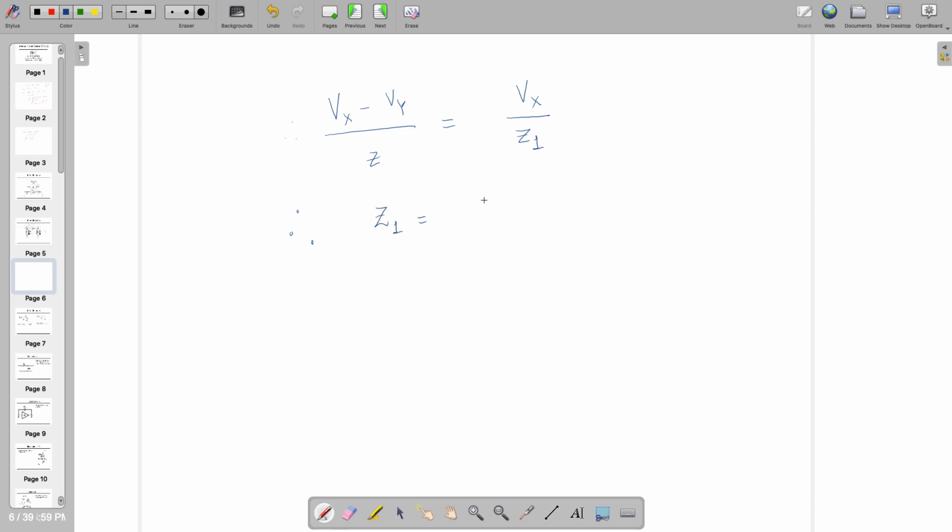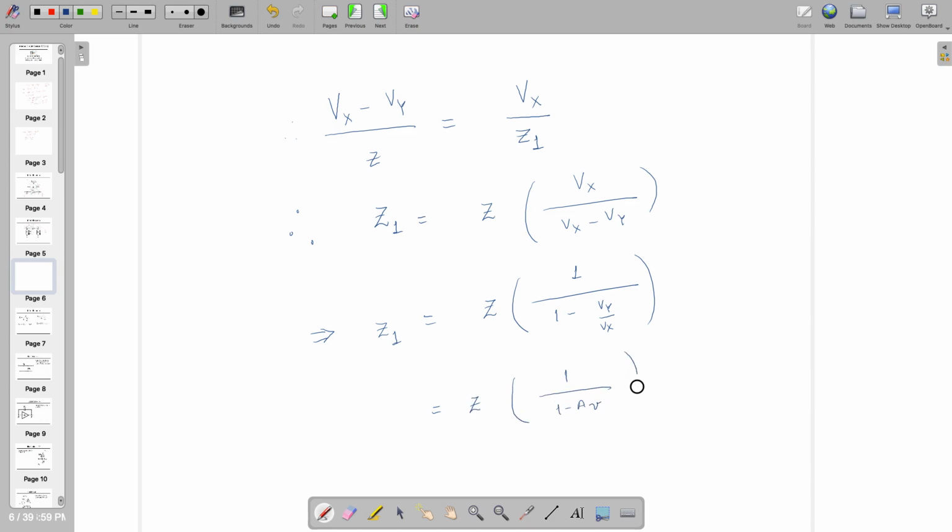And therefore, you can write down, I'm interested to find out Z1. So Z1 is equal to nothing but Z times Vx divided by Vx minus Vy. Or you can write down Z1 is nothing but Z times 1 by 1 minus Vy by Vx. Notably, Vy by Vx is nothing but a gain, which is AV. Let's call the voltage gain AV, so 1 by 1 minus AV. You can highlight this equation and keep it somewhere, because this is going to be used when you are going to decompose the impedance. Z1 is equal to Z times 1 by 1 minus AV.